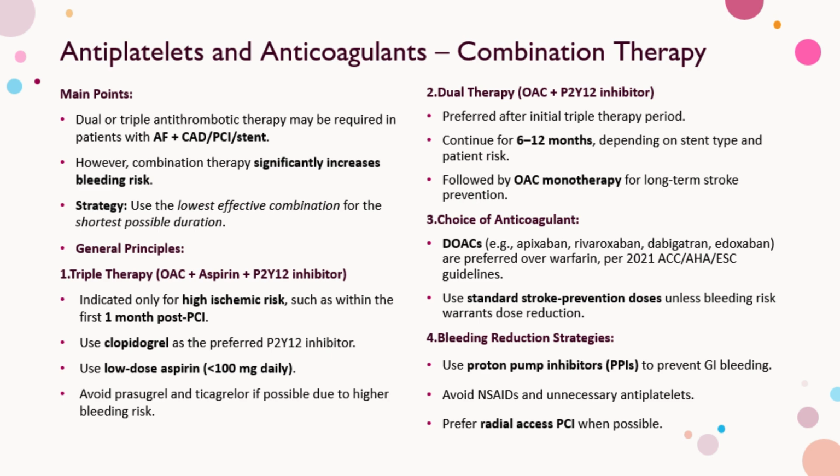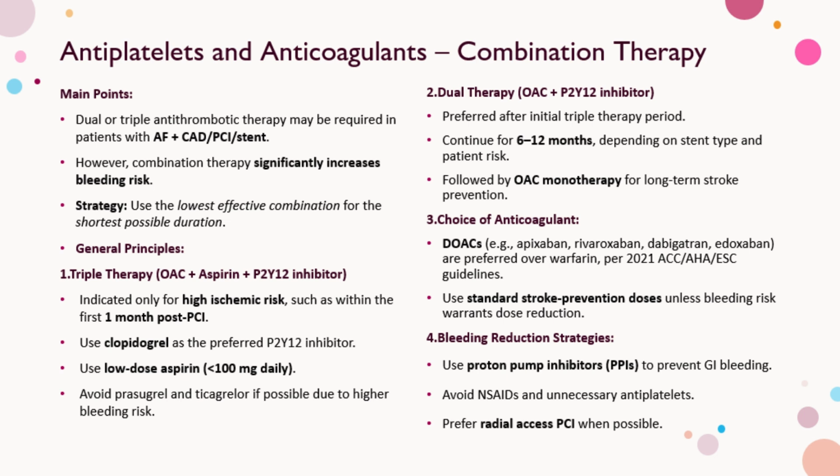Initially, triple therapy, consisting of an oral anticoagulant, aspirin, and a P2Y12 inhibitor, may be indicated, but usually only for up to 1 month after PCI, and only in those at high ischemic risk. Clopidogrel remains the preferred P2Y12 inhibitor due to a more favorable bleeding profile. After this early period, dual therapy with an oral anticoagulant and a P2Y12 inhibitor is continued for up to 12 months, depending on the type of stent and bleeding risk. Finally, monotherapy with the anticoagulant is typically maintained for long-term stroke prevention.